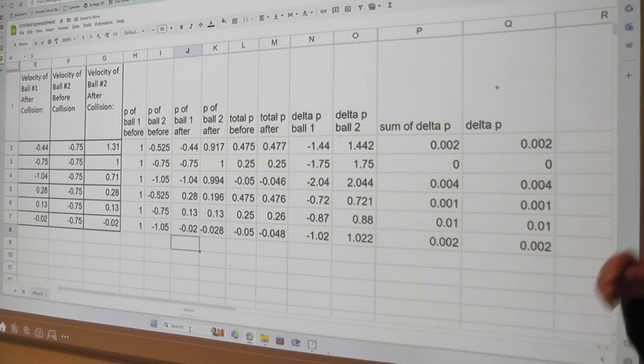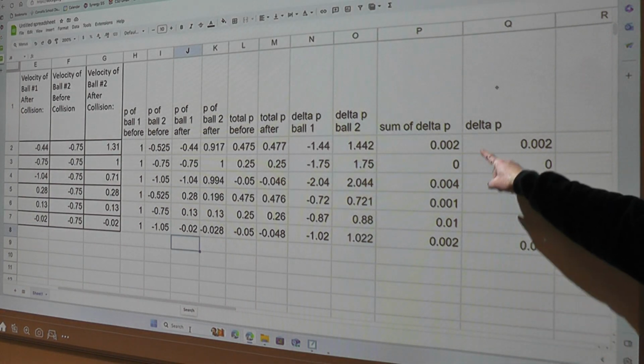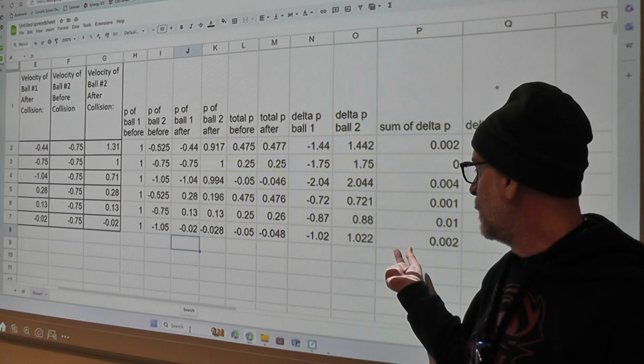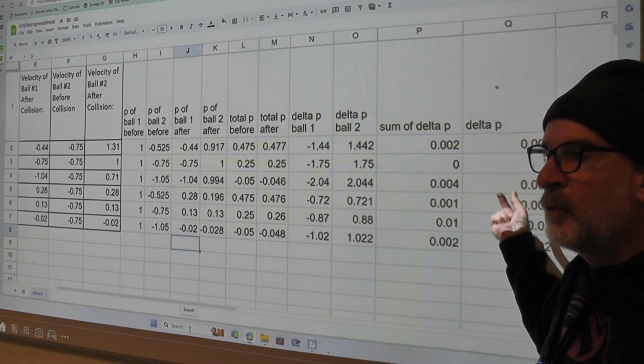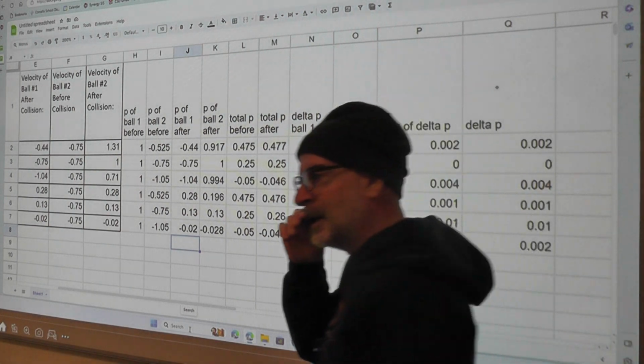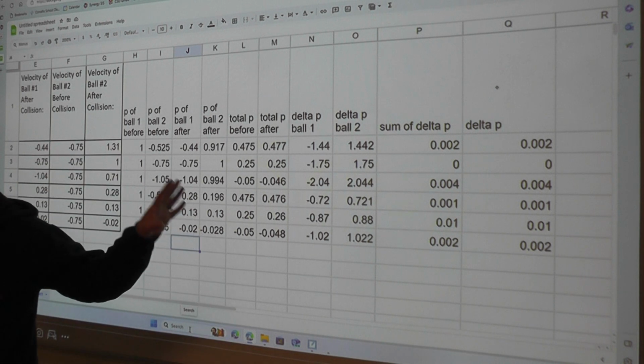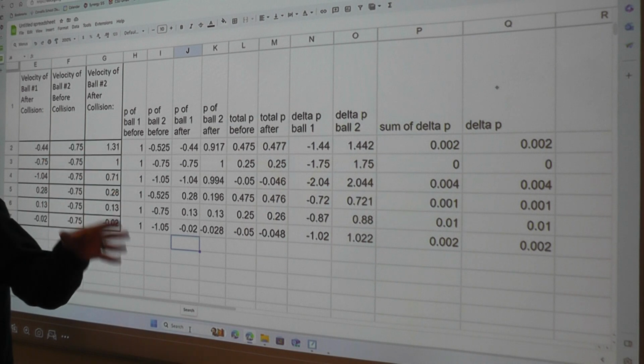There it is. That was the one that was wrong. So now our numbers match exactly. The change in momentum of each ball added together is equal to the overall difference in momentum before and after the collision. Playing around with these numbers, we're going to start to see patterns over and over and over again. And those patterns are what I want you to see from the virtual collisions lab and the analysis.